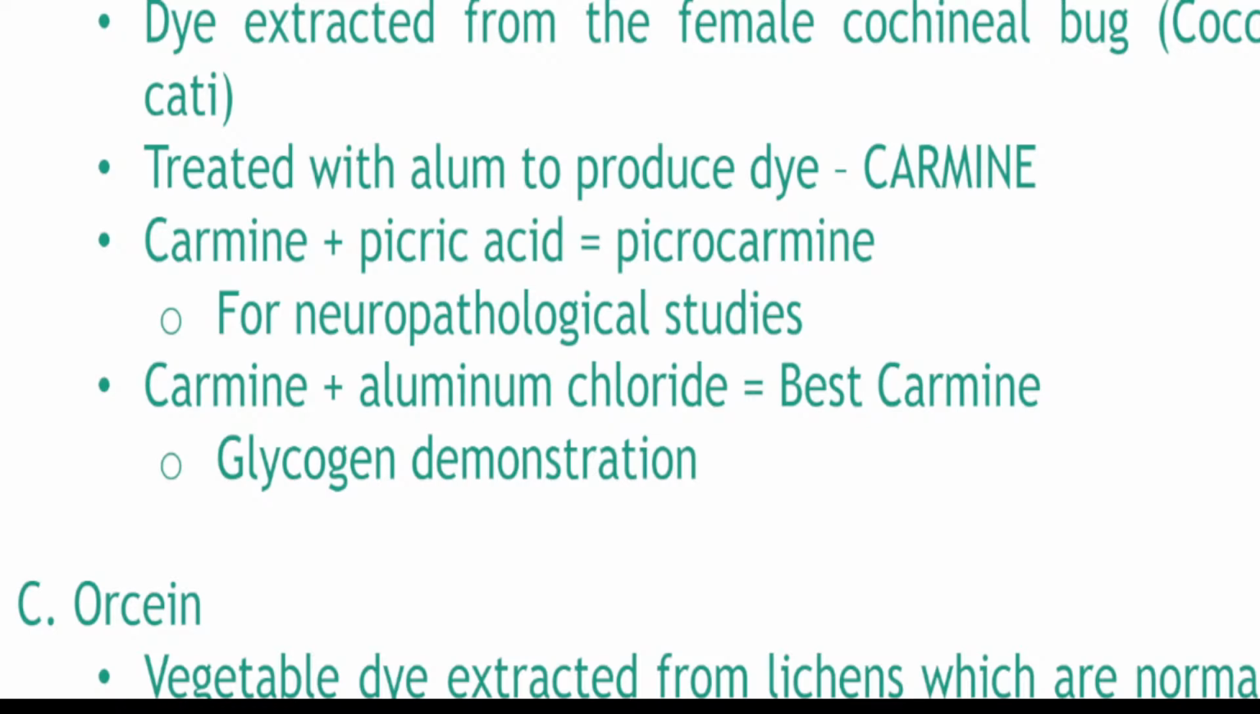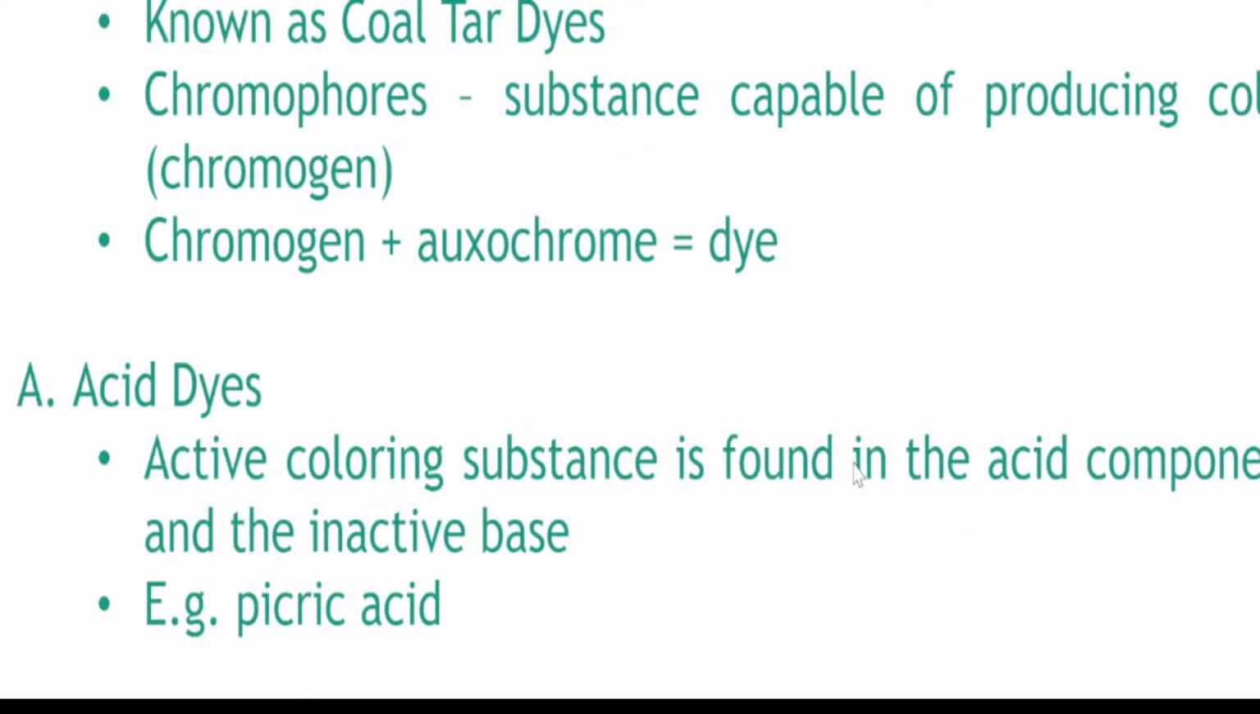Okay, next are synthetic dyes. These are known as coal tar dyes. You can call them chromophores or chromogen plus an auxochrome, and you get a dye. I don't like to focus much on how to produce the dyes because that's more on the manufacturer side, but just for your information and to make the discussion a little more interesting.